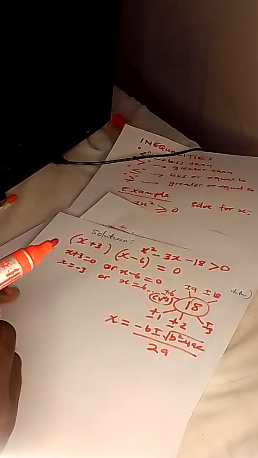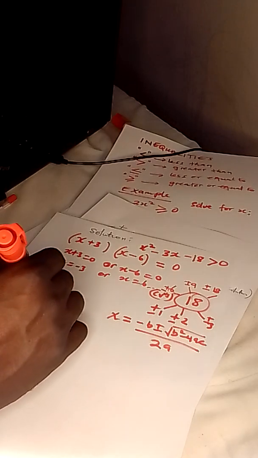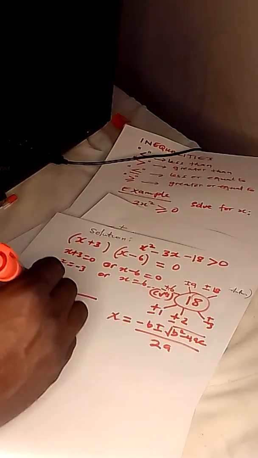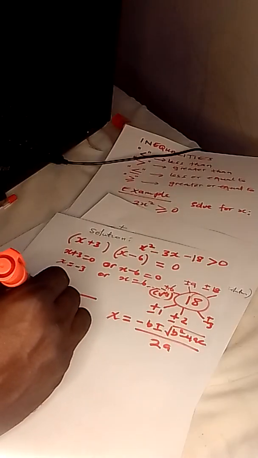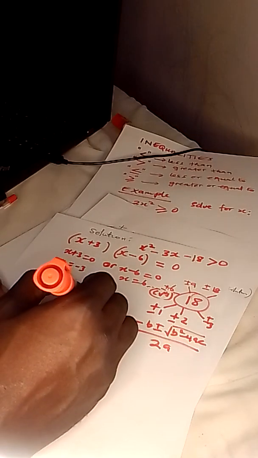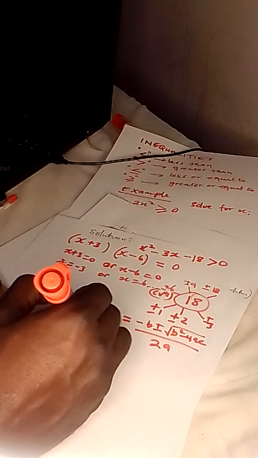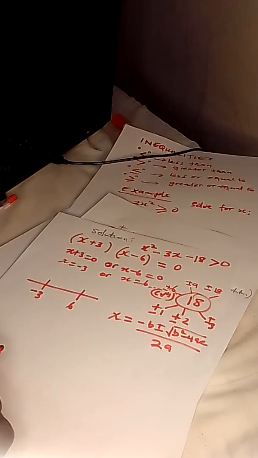Remember, we are dealing with inequality, not equation. Okay, so in this case, we now have to draw our number line again. Like I said, start with the smallest number, which is minus 3, and then we end with the biggest number, which is 6. So we've got 3 intervals here, one on the left, one in the middle, and one outside.